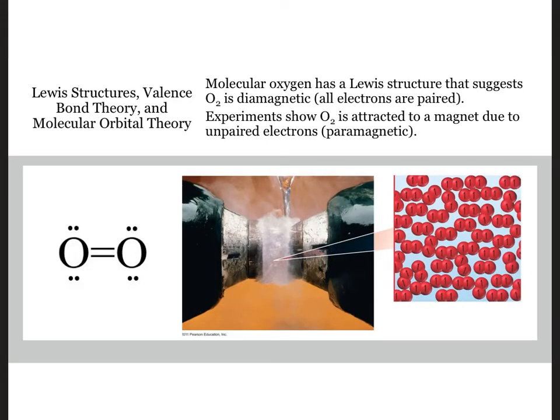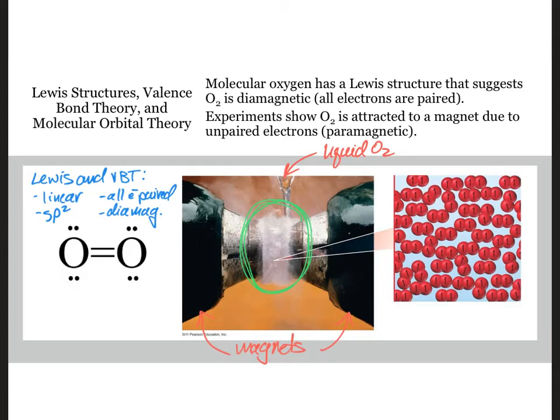We've learned that molecular oxygen has a linear Lewis structure with sp2 hybridization to accommodate the 3 electron groups around each oxygen. The Lewis structure and valence bond theory imply that all electrons are paired, making it a diamagnetic material that should be slightly repelled by a magnetic field. However, you can pour liquid molecular oxygen between 2 powerful magnets, and the magnets will capture it. This tells us that the electrons are not all paired. Rather, molecular oxygen has unpaired electrons that are attracted to the magnetic field.